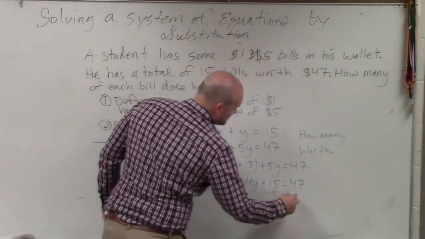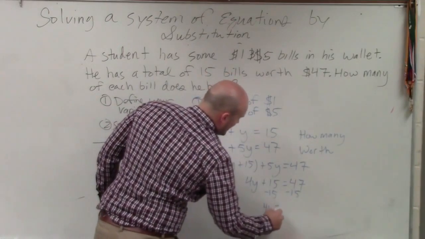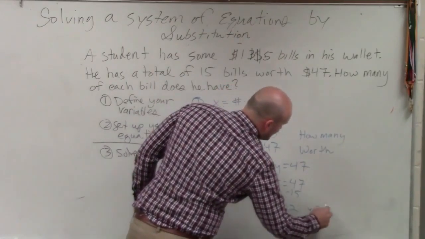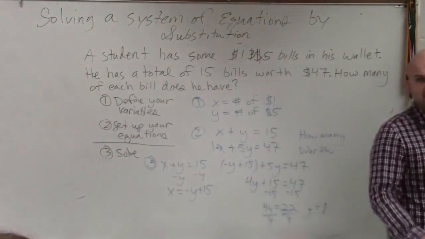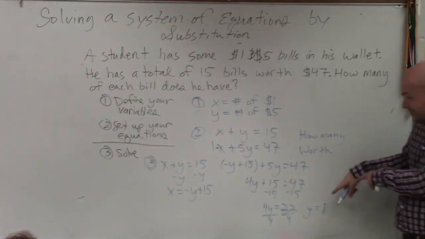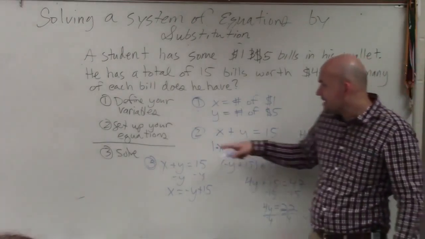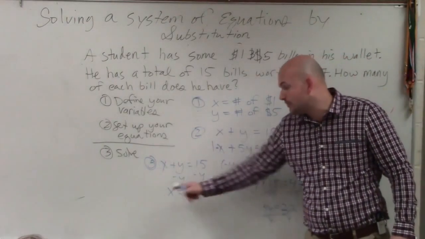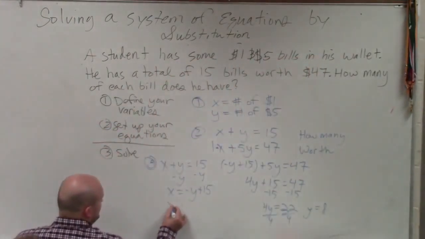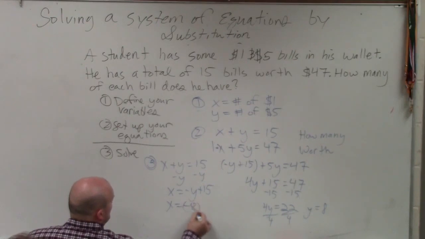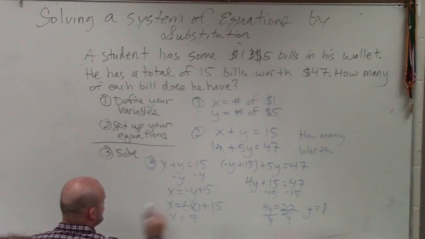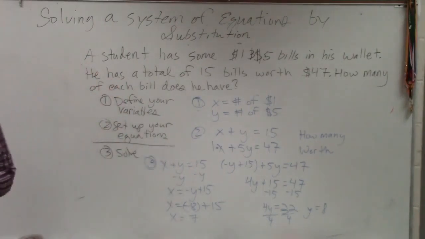Subtract 15, 4y equals 32. Divide by 4, y equals 8. So there were 8 $5 bills. Anybody else get that? Yes? Good? All right, perfect. So now we know how many $5 bills there are. To find out how many $1 bills there are, we have this equation where x is already isolated. So now I'll just take what y is and plug it into this equation. x equals negative 8 plus 15, which is 7. So you have 7 $1 bills.